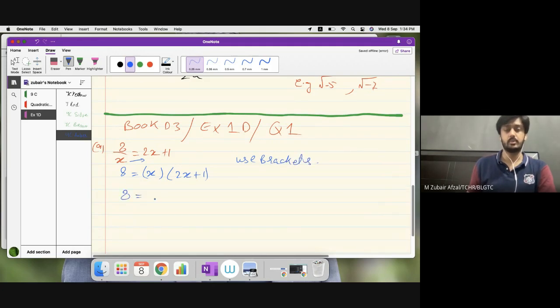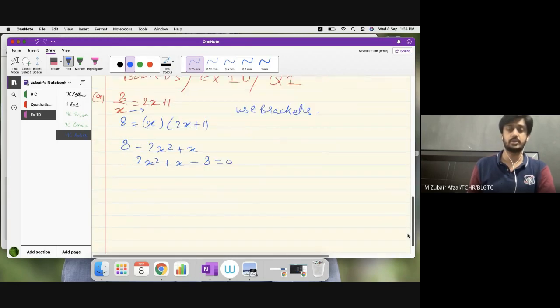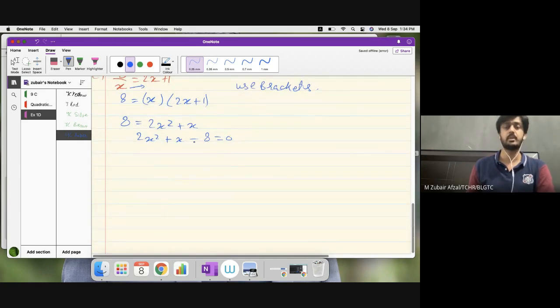So 8 equals 2x square plus x. Rearrange this: 2x square plus x minus 8 equals 0. Now you've changed it into quadratic form. Now the choice is yours, whichever method you choose. But let me tell you that middle term breaking is not possible here, and compared to completing the square, the quadratic formula is much easier. Minus b plus minus square root of b square minus 4ac, over 2a.